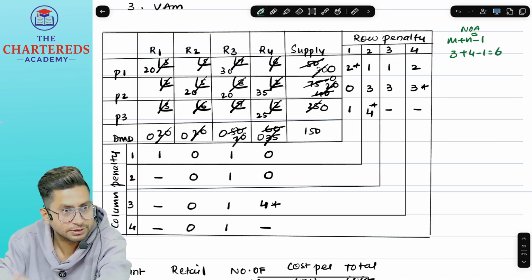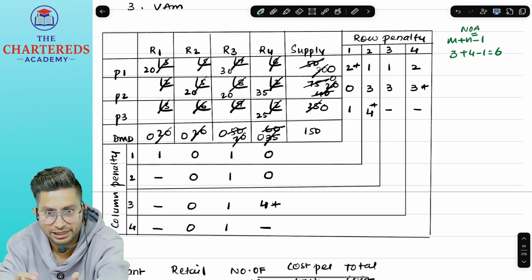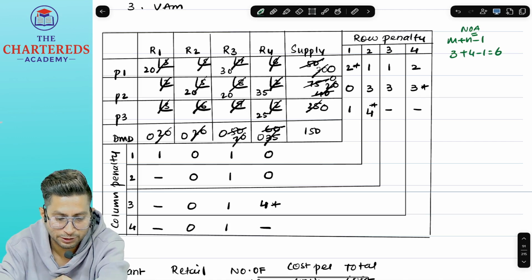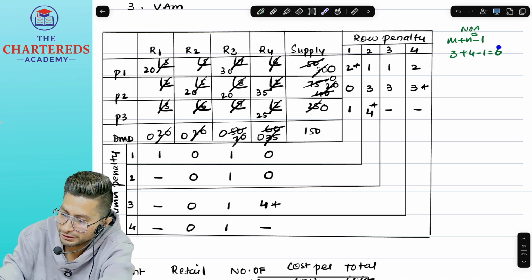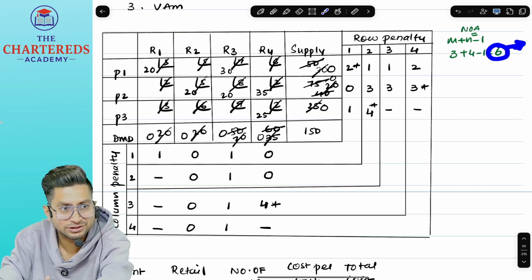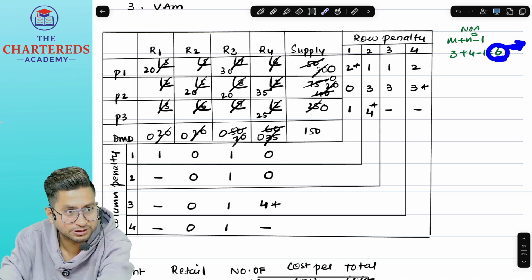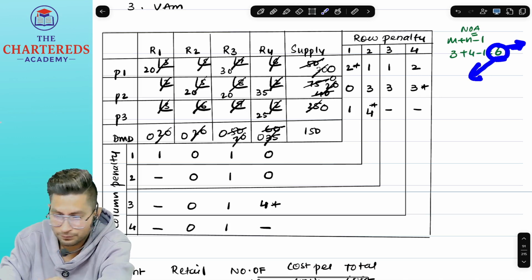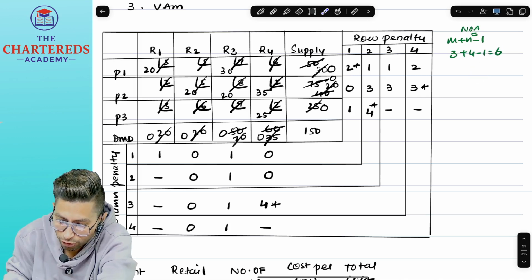6. Correct? M means rows, N means columns. So 3 rows plus 4 columns minus 1 will give me 6. So how many allocations should I get? If I get more than 6 allocations, something you have done wrong. If I get equal to 6, directly apply the Modi approach. If I get less than 6, then do what? Epsilon.